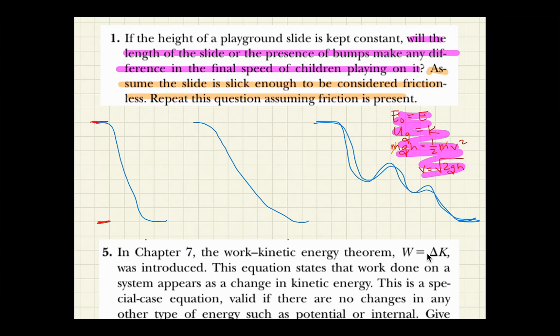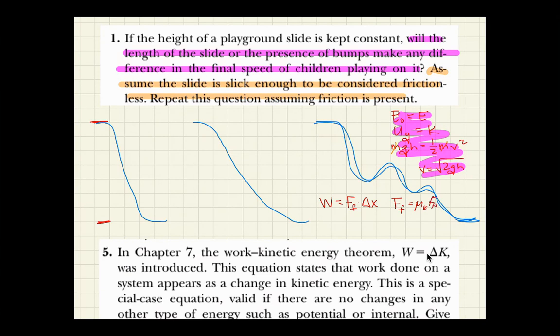So for the second part of this, if there is friction, work is force times displacement, right? And let's assume that the frictional force is approximately the same for all the slides, assuming that they're made of the same material, then the slides would have the same coefficient of friction. In that case, once the coefficient of friction is the same, then the force of friction is going to be based on that normal force.